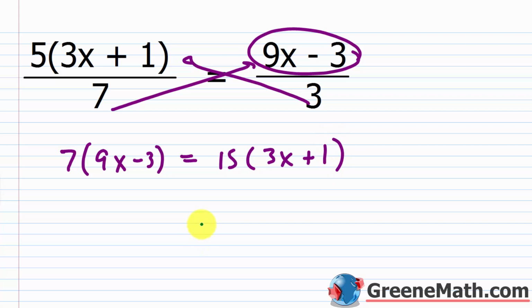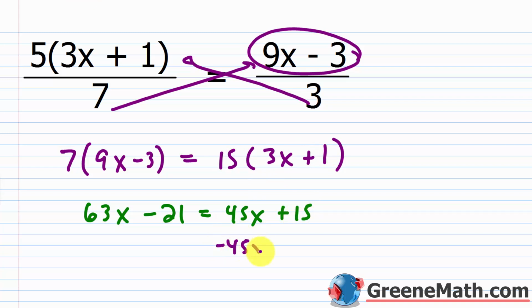So now let me simplify each side. 7 times 9x is 63x, and then minus 7 times 3 is 21. This equals 15 times 3x is 45x, and then 15 times 1 is 15. So let me subtract 45x away from each side of the equation. And what's going to happen is this will cancel.